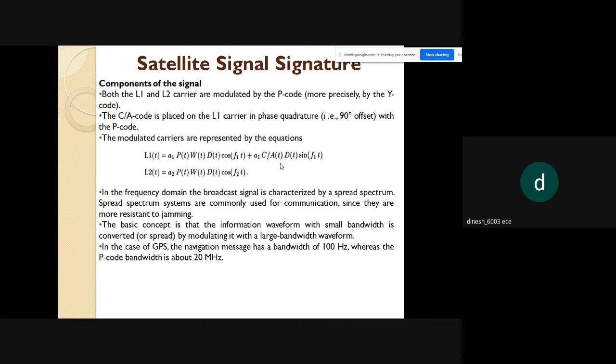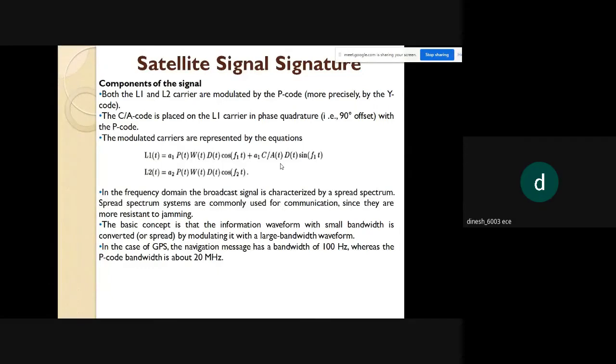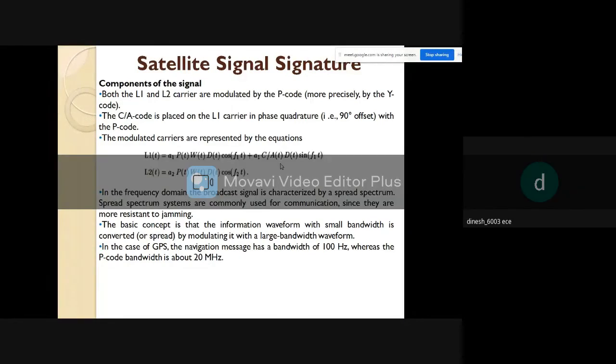All of these are placed in the same satellite. The same P code, C/A code, L1, L2, Y code, W code, all are placed in the same satellite. The differentiation is that they are placed at different axes, angles or frequencies. The modulated carriers will be represented by this equation.